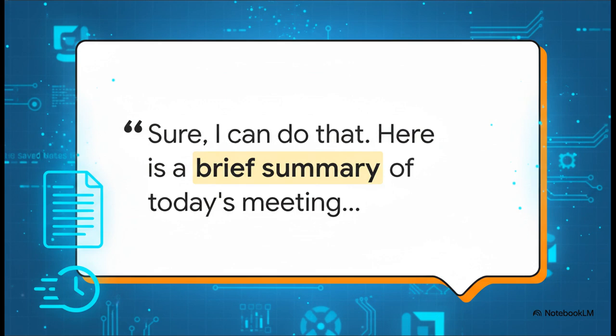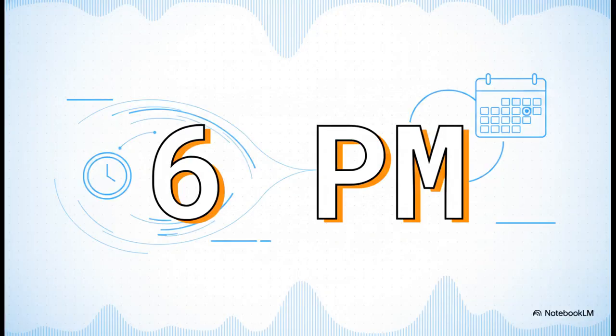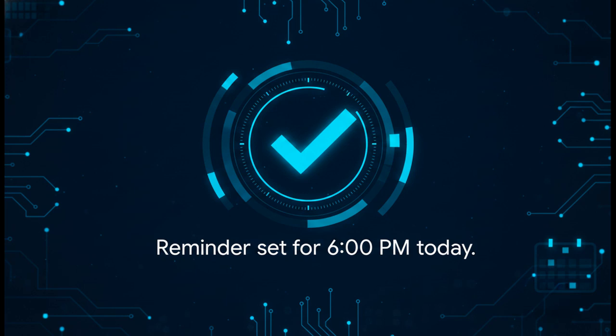It's brilliant. Number 4, task scheduling, building daily momentum. Right after getting that awesome meeting summary, the user abruptly shifts gears and just commands, "Set a reminder for 6 p.m." Notice what's missing here. There is literally no navigating to a calendar app, no clicking through drop-down menus trying to select dates and times. It is just a direct, natural language command. And Jarvis doesn't miss a beat. It instantly confirms the task with this really satisfying checkmark icon, totally proving its capability for rapid, automated task scheduling.